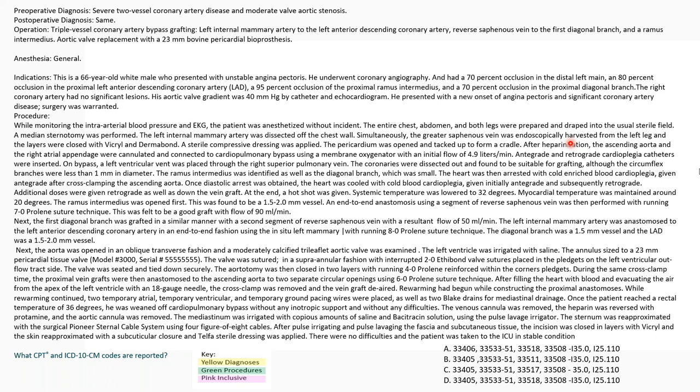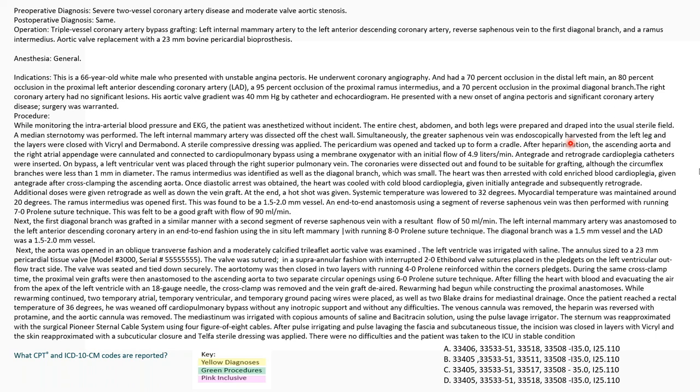The valve was sutured in a supra-annular fashion with interrupted 2-0 Ethibond valve sutures placed in pledgets on the left ventricular outflow tract side. The valve was seated and tied down securely. The aortotomy was then closed in two layers with running 4-0 Prolene reinforced with pledgets in the corners. During the same cross-clamp time, the proximal vein grafts were then anastomosed to the ascending aorta to two separate circular openings using 6-0 Prolene suture technique.